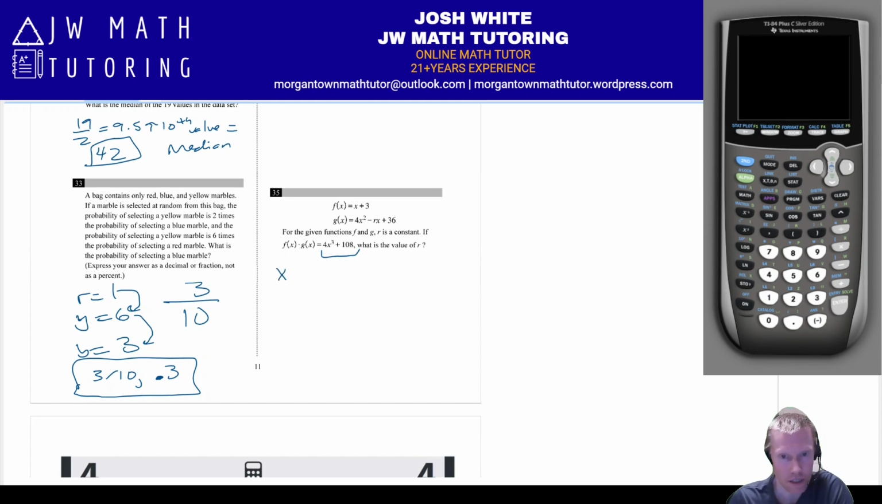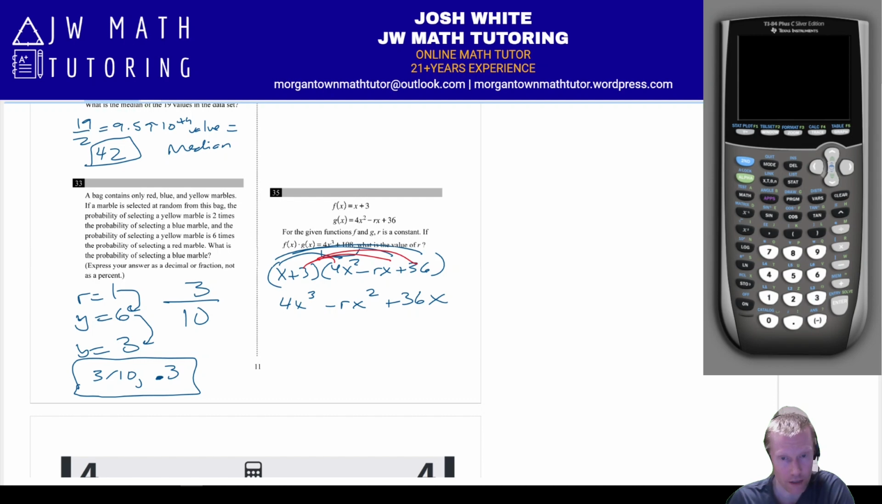So basically, what we're saying is we have x plus 3, and it's being multiplied by 4x squared minus rx plus 36. So you just go ahead and essentially do the distributive property twice. So x times 4x squared is 4x cubed. x times -rx is -rx squared. And then x times 36 is just positive 36x. All right, so far, simple enough. Now I'm going to do the other 3 distributions here.